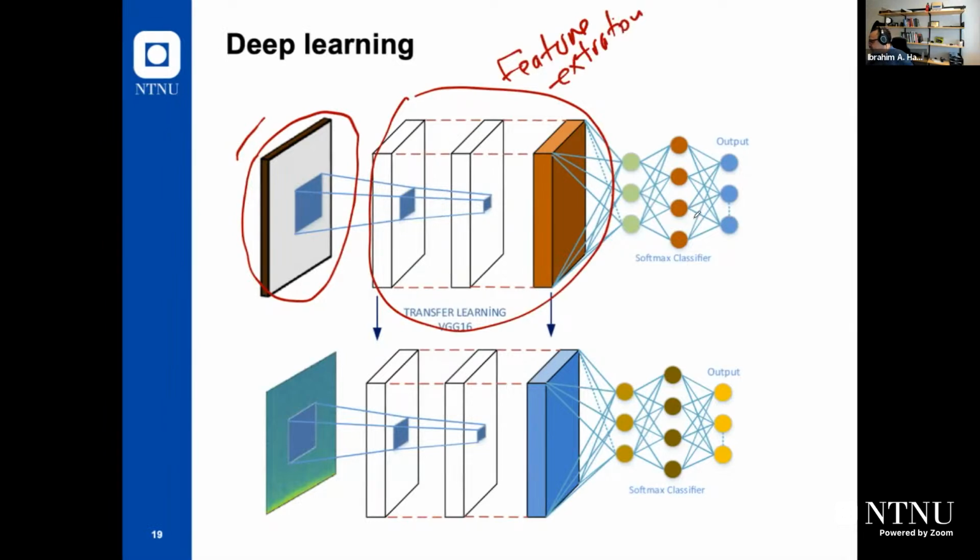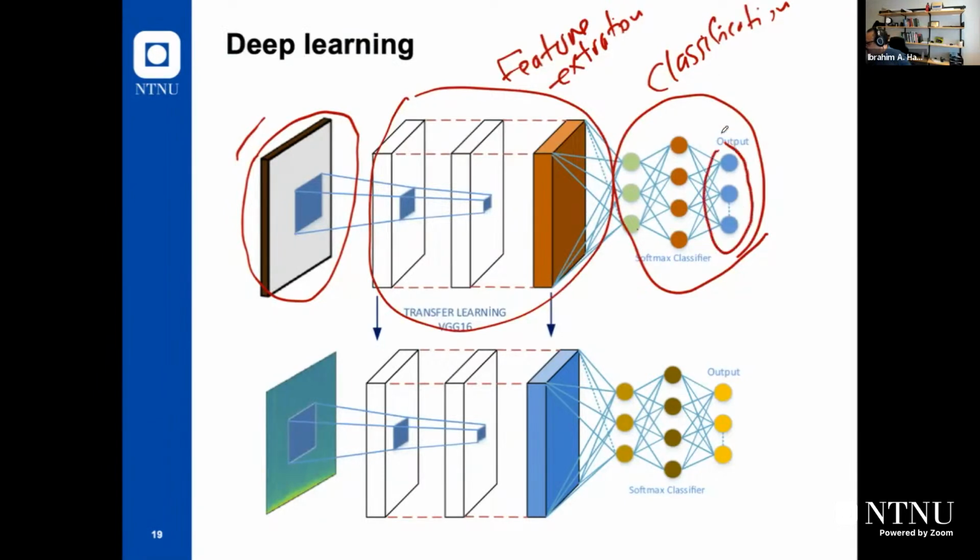And at the end, we will have the classification part. As you can see, the classification part consists of a number of fully connected layers. So it could be 1 layer, 2 layers, 3 layers, anyway. But the most important here is the output layer, which we call the softmax layer, because this is the one which will make decisions.